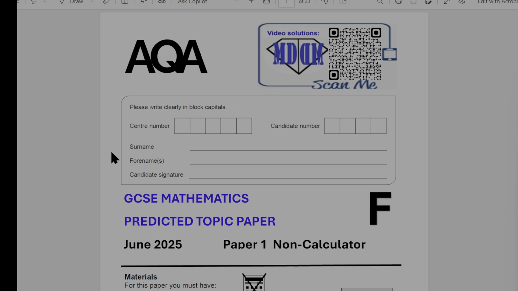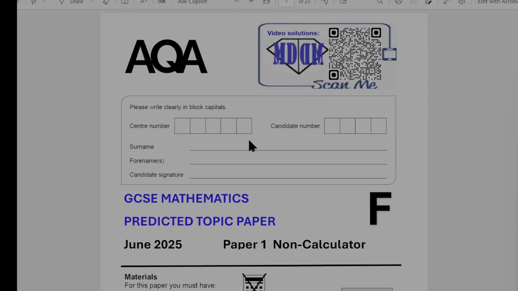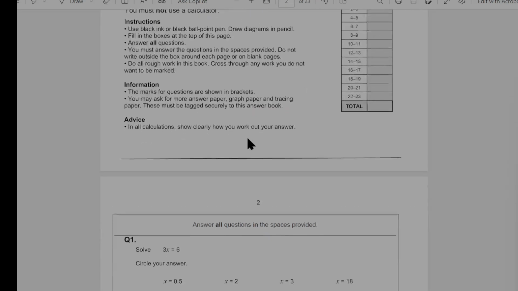So I've tried to make this look as close to the most current AQA papers, just so you can get used to that format and layout, which hopefully will work for you.